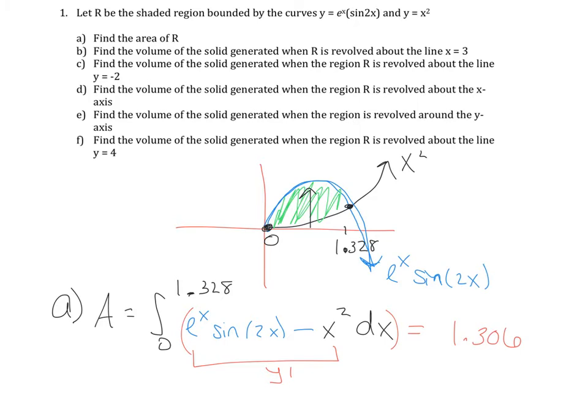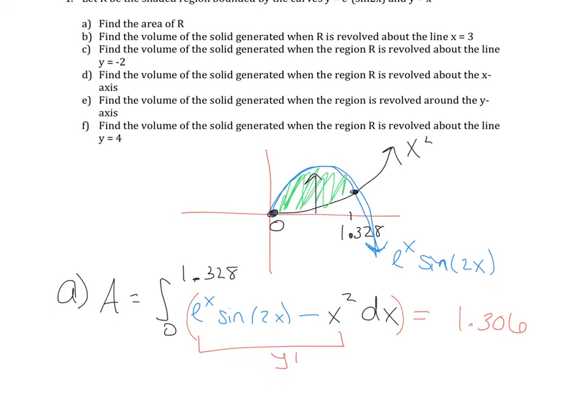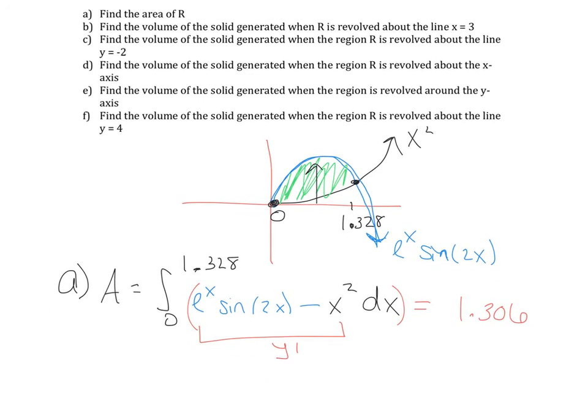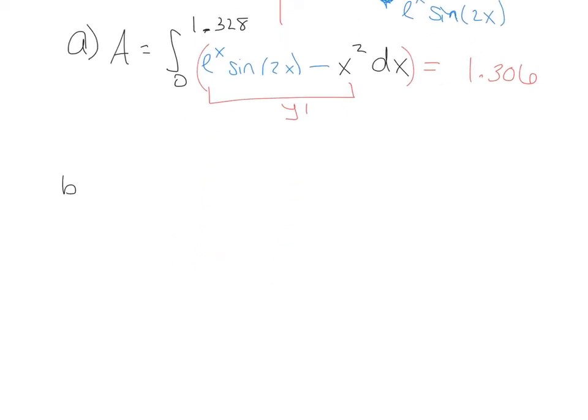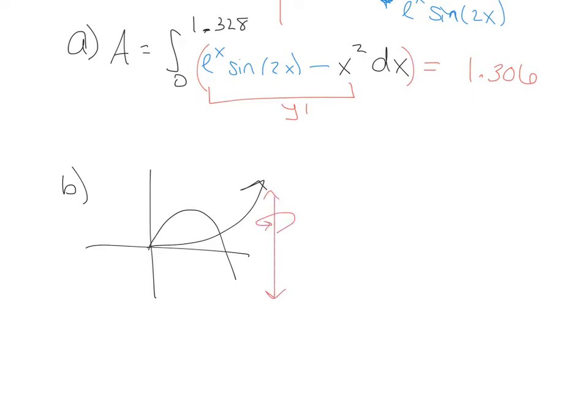The next part says find the volume of the solid generated when R is revolved around the line x equals 3. So I'm going to redraw the picture for myself so that I can see it. I'm revolving this region around the line x equals 3. x equals 3 is over here. So I'm revolving around a vertical line.